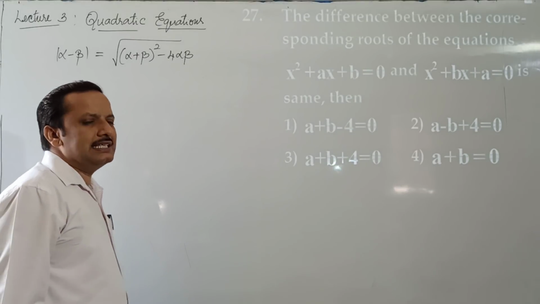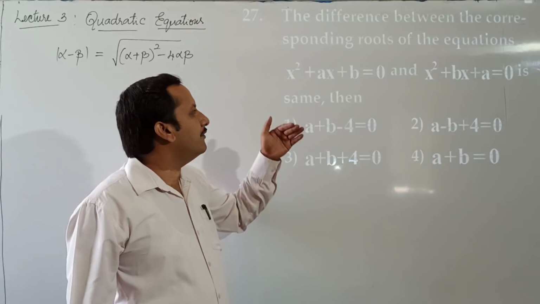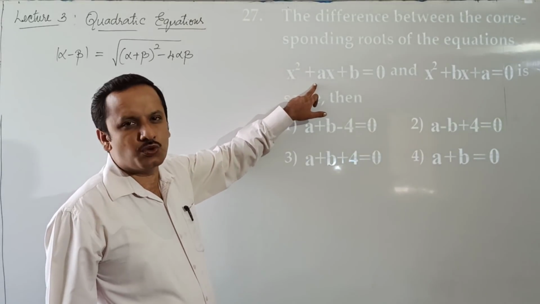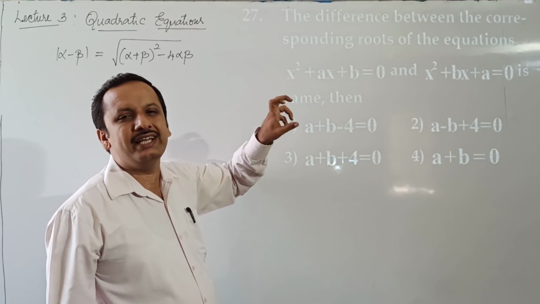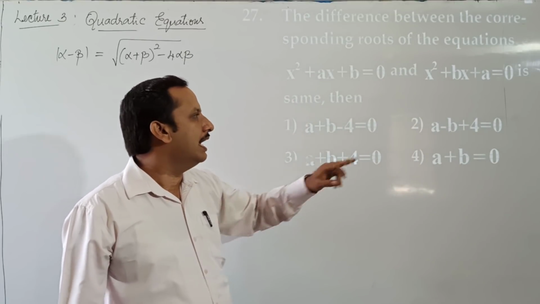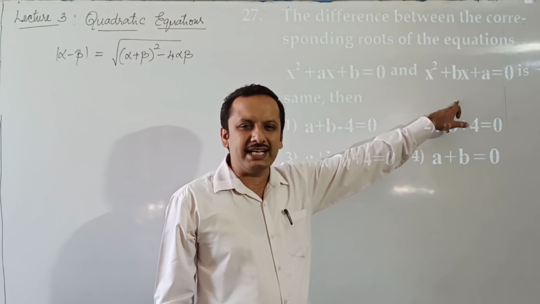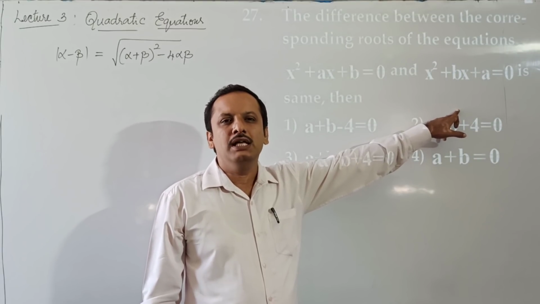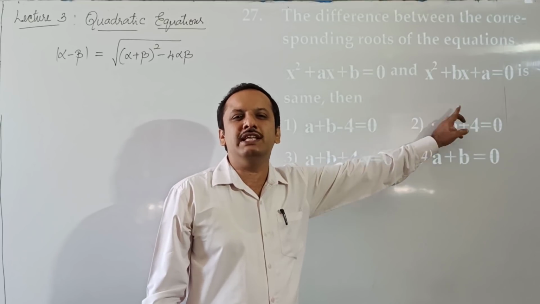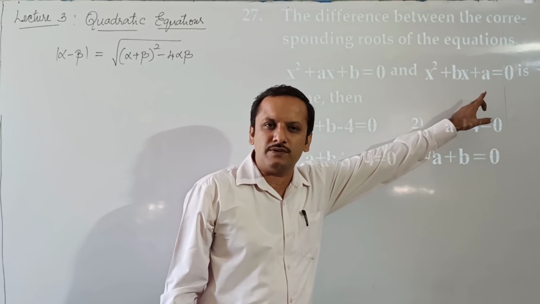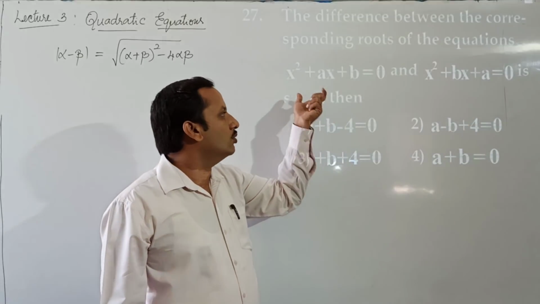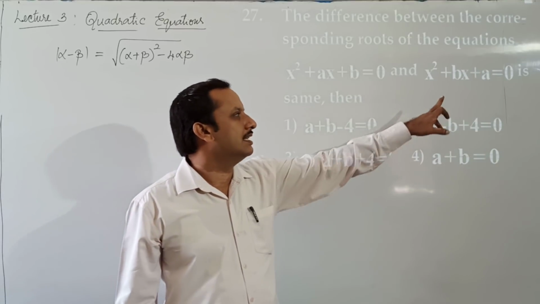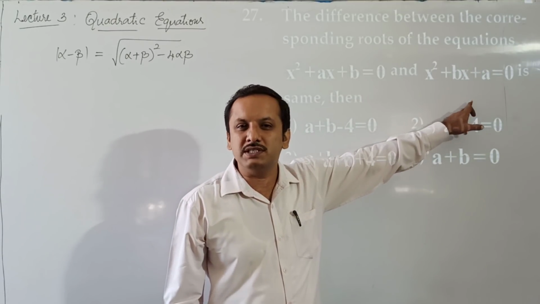Okay. See, in this question what they have given is difference between the roots. So this first equation has 2 roots. So take the difference of those 2 roots and look at this equation. This is the second equation. This equation also has 2 roots. Take the difference between the two roots of this equation. The difference between the roots of this equation is same as the difference between the roots of this equation.